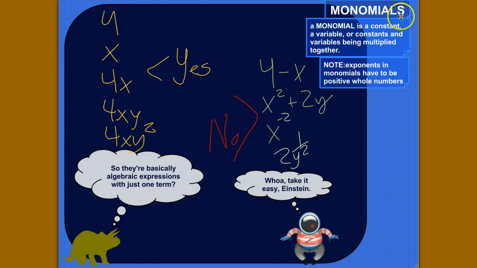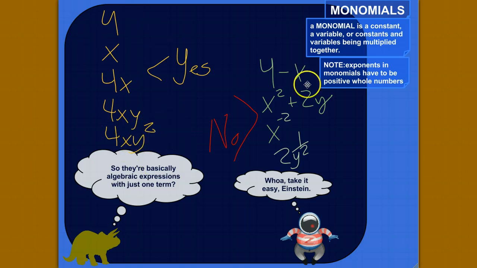4 is a monomial because it's a constant. x is a monomial because it's a variable. 4x is a monomial because it's a constant being multiplied with a variable. 4xy is a monomial because it's a constant and two variables being multiplied. 4xy squared, that's a constant being multiplied by two variables. And actually, you could look at this as 4 times x times y times y. So that y squared there. So these are all fine.